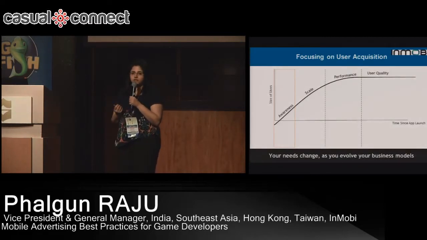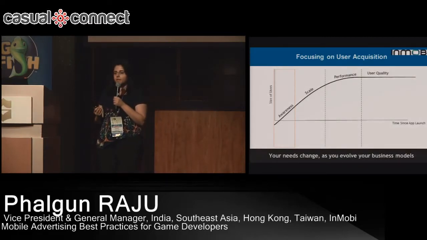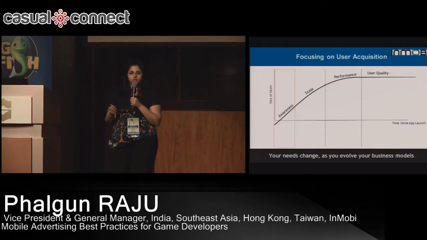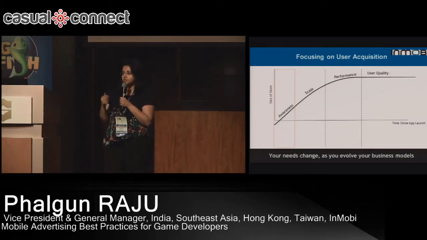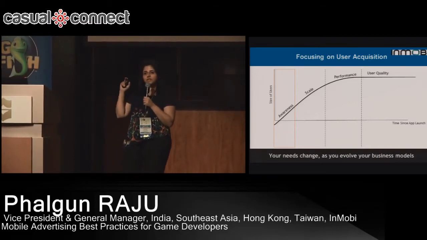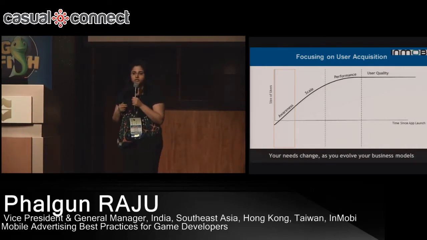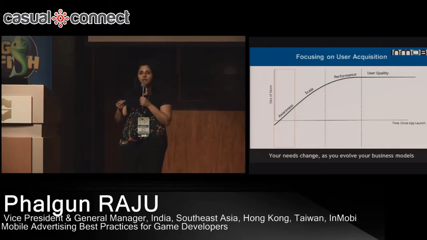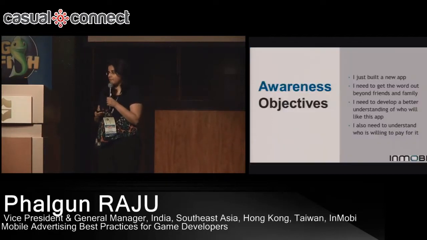So let's talk about the life cycle. Typically when you have an app, the way you want to think about the life cycle for a mobile game is you want to build awareness, you then want to achieve scale, you want to really think about performance, and then you want to finally drive and constantly optimize against user quality. Then you're ensuring you're not paying for low quality users.